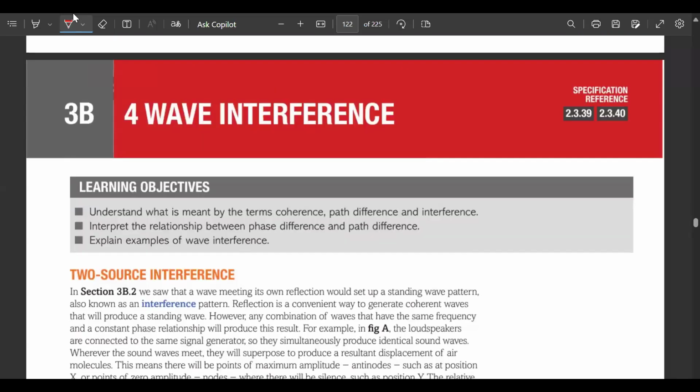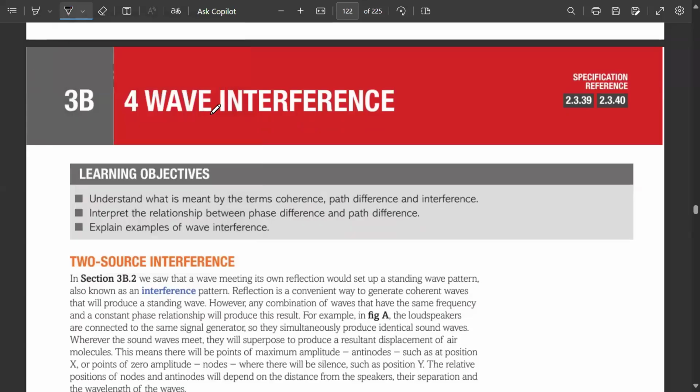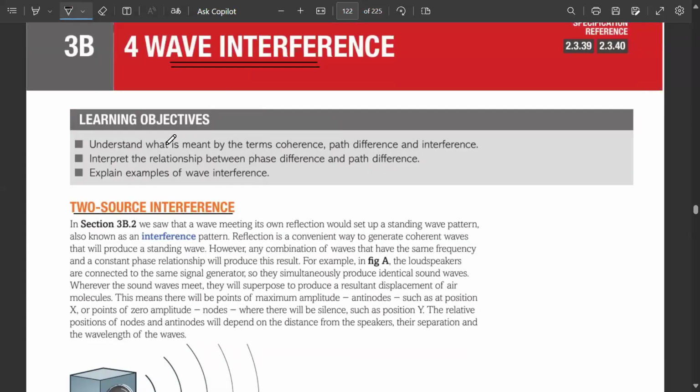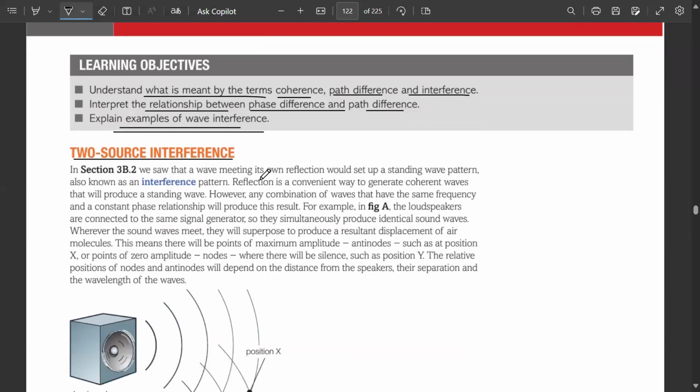Today, we'll be starting off with a topic known as wave interference. And we'll be doing two source interference. So in this chapter, we'll be talking about what is meant by the term coherence, path difference, and interference. Then we'll interpret the relationship between phase difference and path difference and explain some examples of wave interference as well.